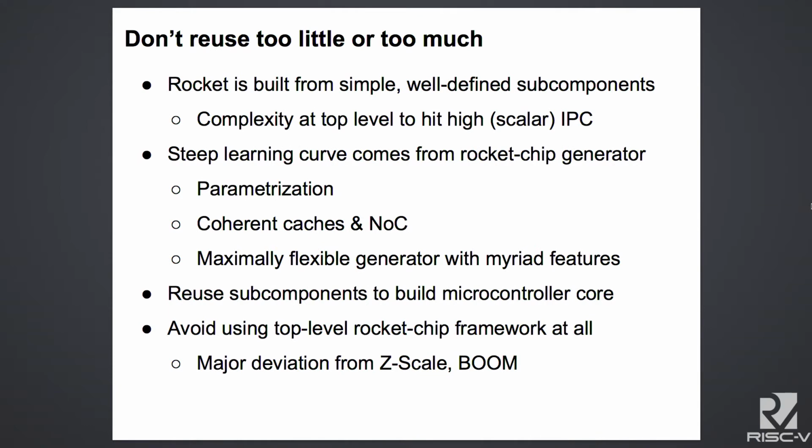This is kind of similar to the presentation about the BaseJump DNA. There is a lot of good DNA in Rocket, and it's built from simple, well-defined subcomponents. And at the top level, for an in-order core, it does hit very high IPC for a shallow pipeline in-order core. And most of the complexity comes from either things like that, like branch prediction or non-blocking caches, or from the Rocket chip generator, which has aggressive parameterization going both up and down the design hierarchy, coherent caches, network on chip, and a very flexible generator that supports pretty much every possible parameter.